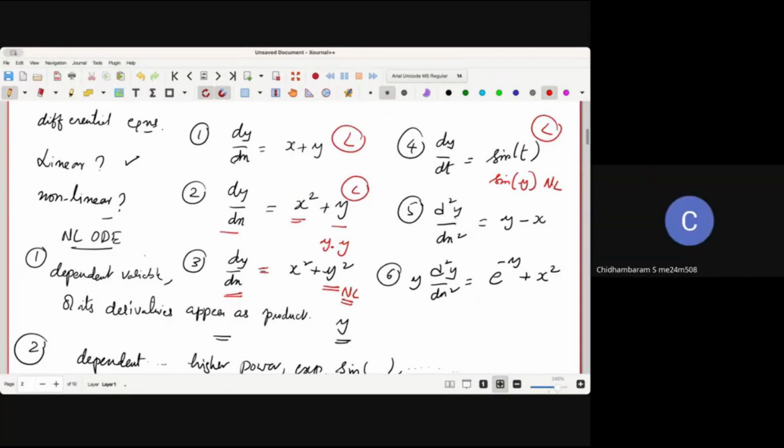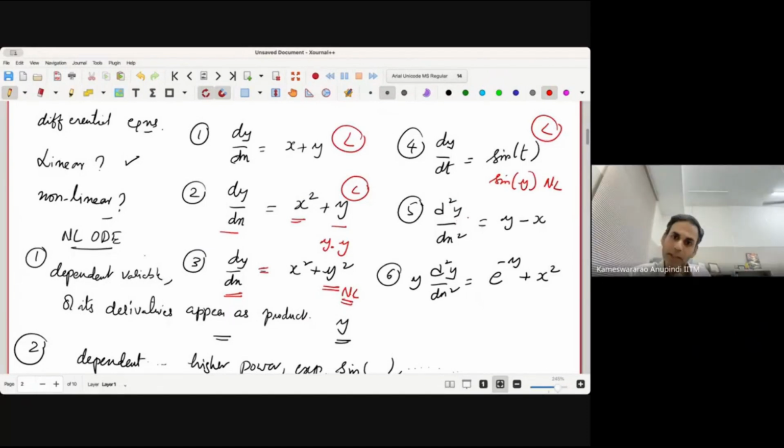Okay, so we have d square. Yeah, order is 2. No, order is 2, but still this is linear, right? Because you don't have a product of y with itself, so this is still linear. You're taking the second derivative of y, but that doesn't mean that it is nonlinear as such. It's just a second order derivative of y.